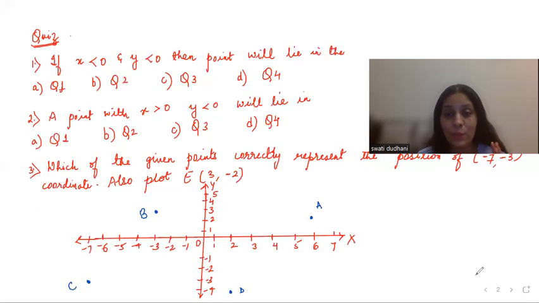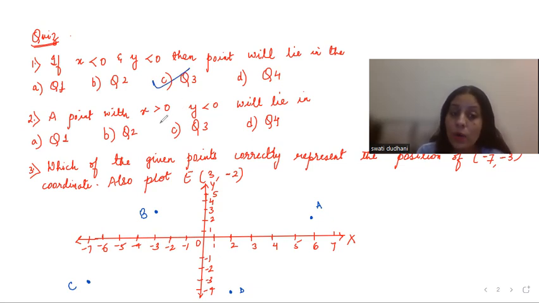Now let us see some questions that are most repeated in your grade 9th exams. So if x is less than 0, that means negative, and y is less than 0, negative, then the point will lie in which quadrant? First, second, third, or fourth? When both the coordinates are negative, the point always lies in the third quadrant.